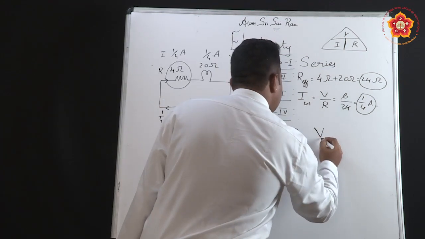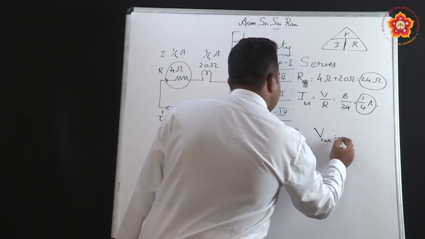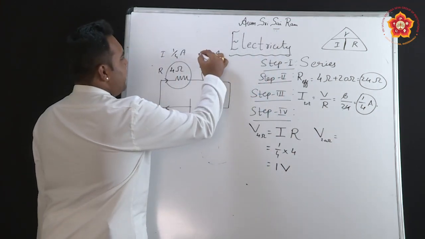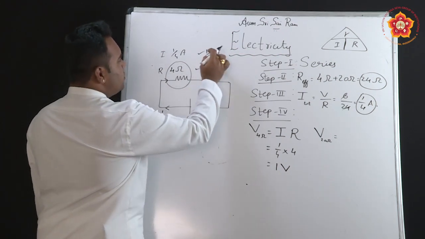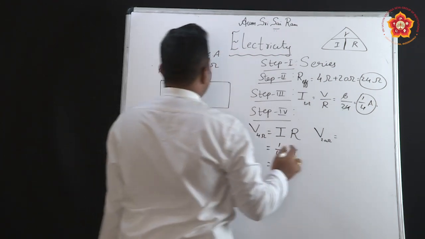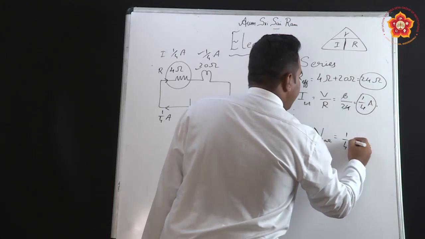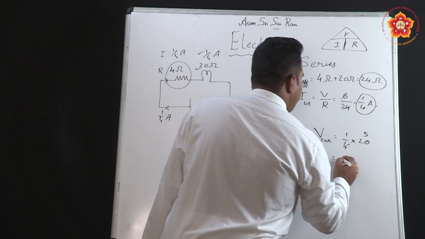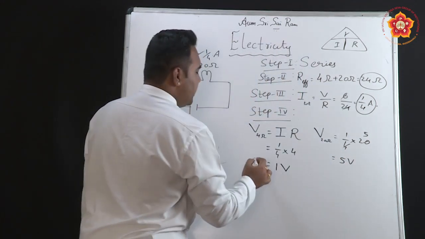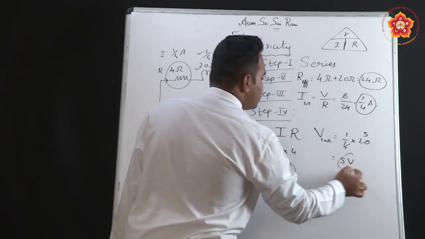Now, voltage across the 20 ohm resistor: I know the current, I know the resistance. Multiply both of them, I into R will be the voltage. So, 1 by 4 into 20, it will be 5 volts. So, 1 volt here and 5 volts here.